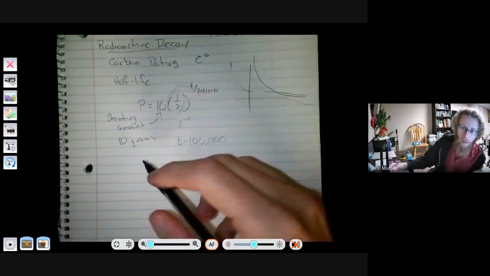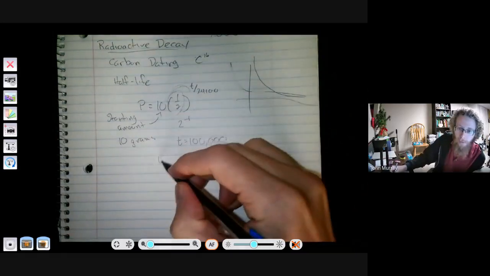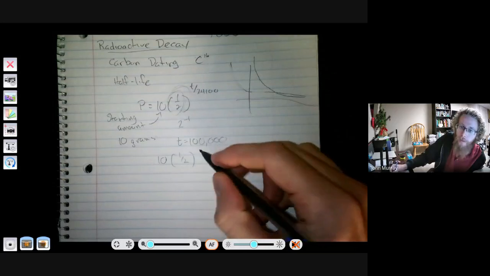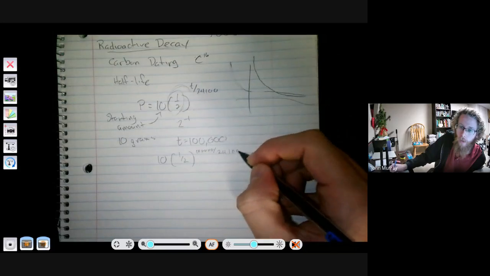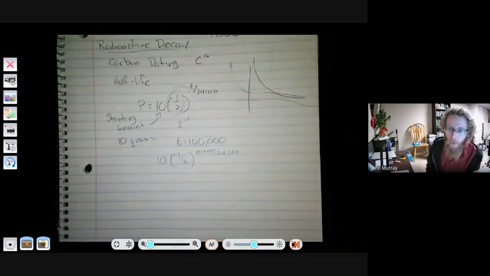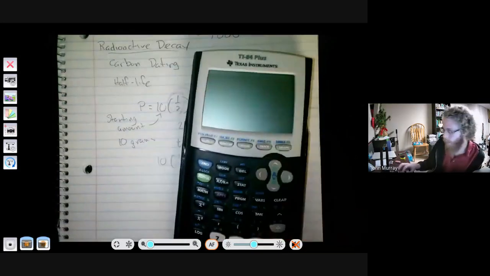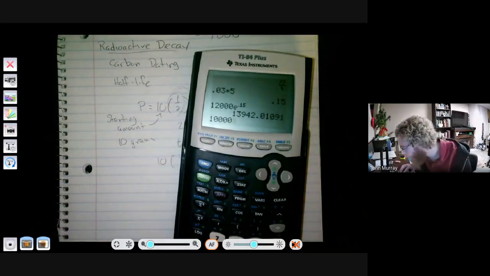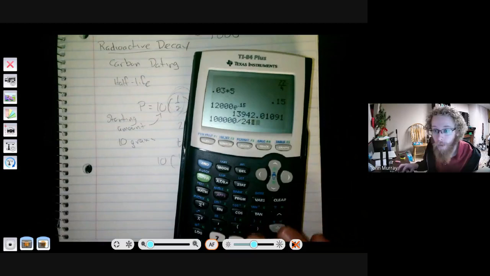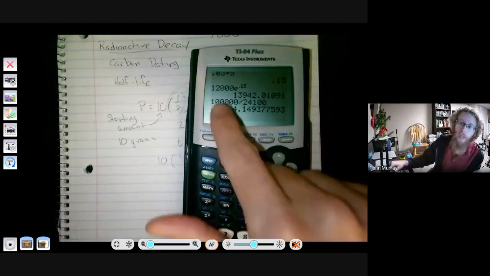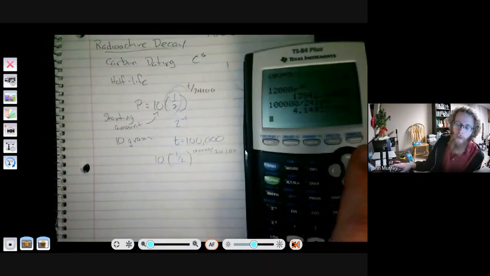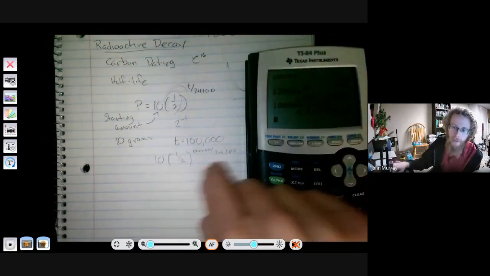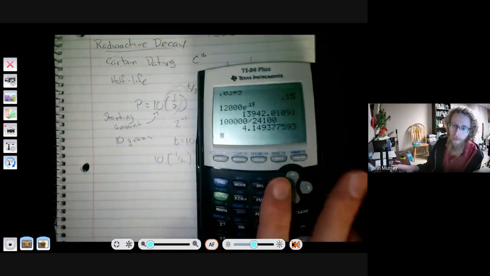All right, so with something like this, we're just plugging in and evaluating. So I'm going to have 10 times 1/2 to the 100,000 over 24,100. All right, so just to break it down, doing the exponent first, right? If I have 100,000 divided by 24,100, okay, this number would be your new exponent, okay? Now, again, if you have one of these calculators, you can literally type all this in at once, right? But I'm going to do it step by step.